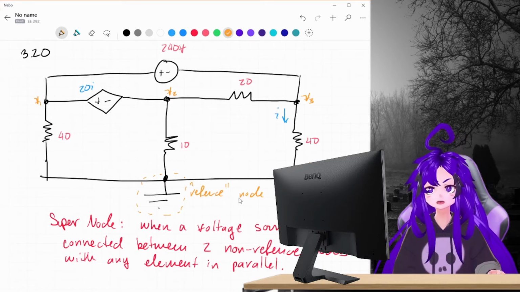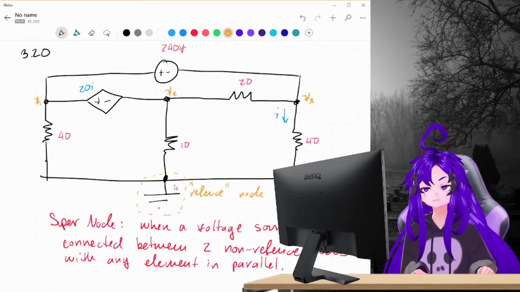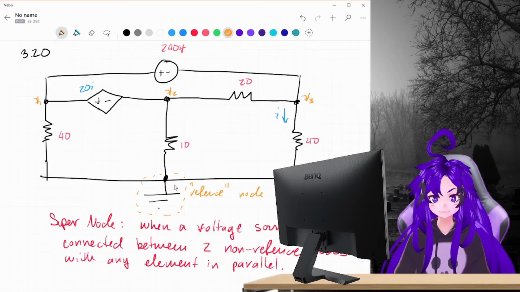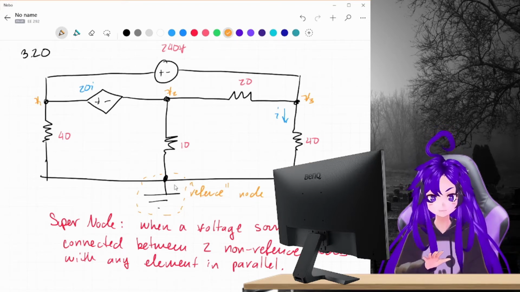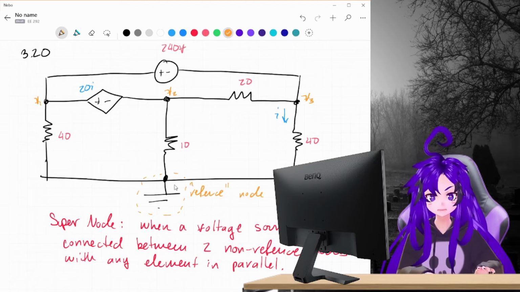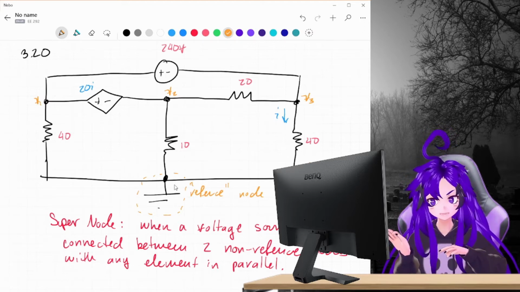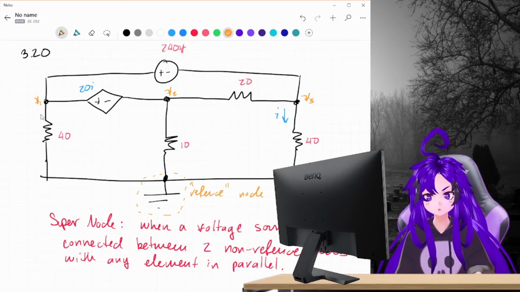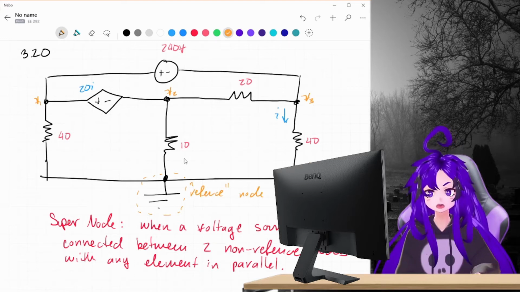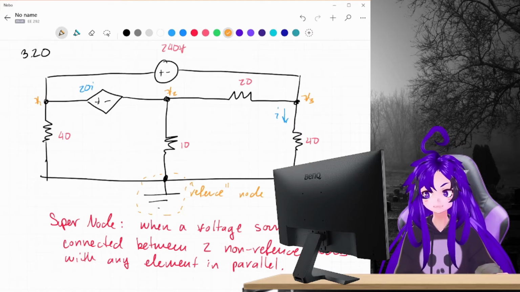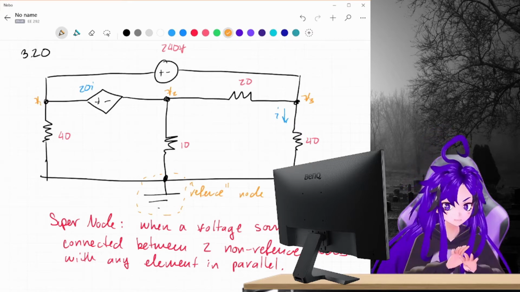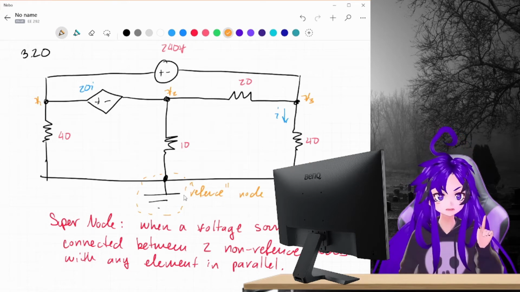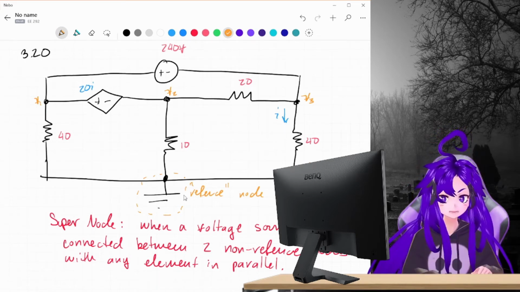But in essence, zero is our reference point. Everything's in relation to the ground in the circuit. So that's where reference is. Thus, non-reference nodes are like V2 and V3 and V1 up here, okay? So also meaning these two corners are not nodes. They're tied to ground, so they are technically part of the reference node.